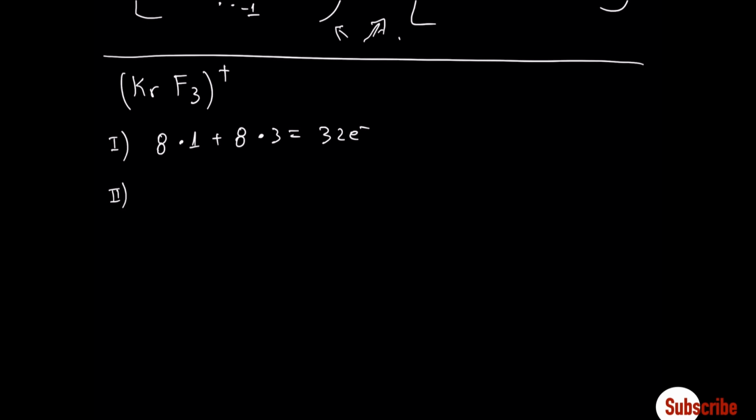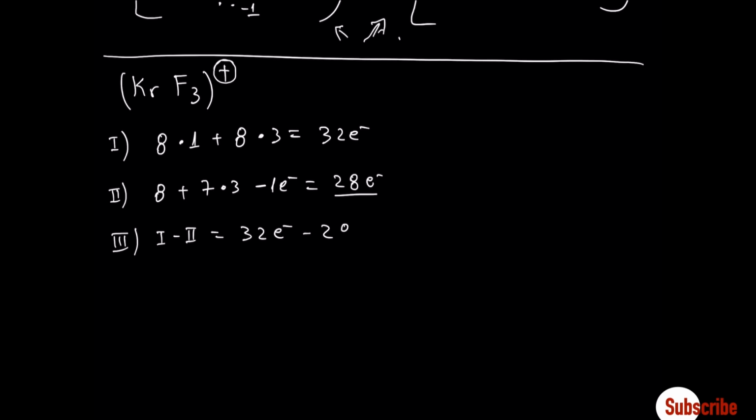Step 2, we have to find the number of valence electrons. In this case, we have group 8 for krypton, plus fluorine, which is group 7, multiplied by 3. And we have a cation, an ion that has a plus charge, so it has lost one electron. We are going to remove one electron in the valence shell, which remains 28 electrons.